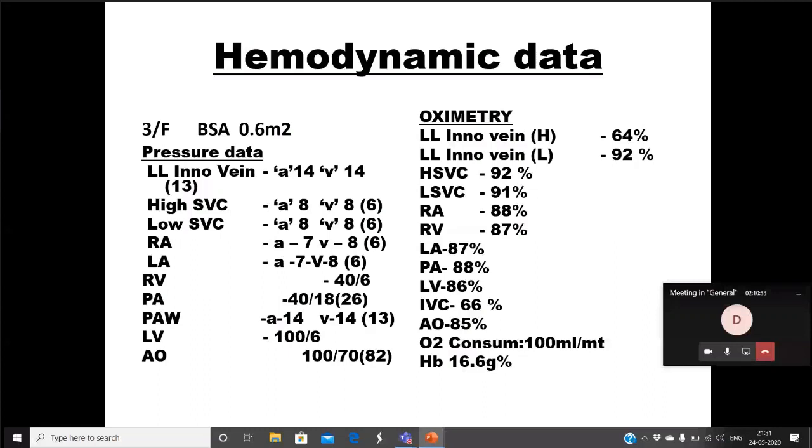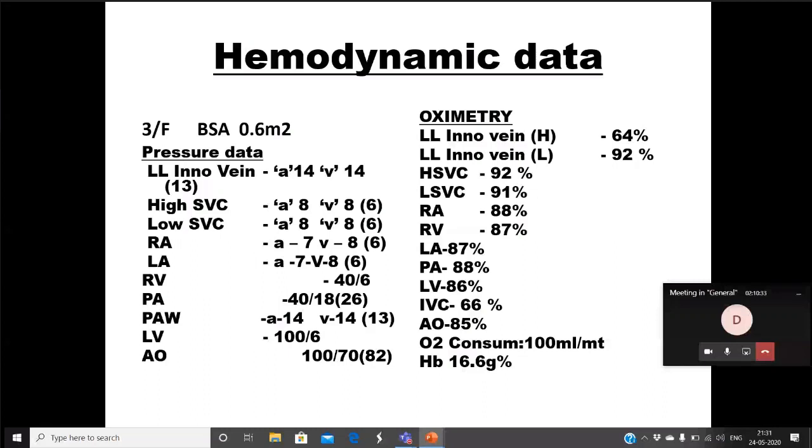Sir, a 14-year-old female presented with RA pressure: the A wave is 10 and the V wave is 6, and RV is 100. The A wave is taller than the V wave. In absolute value it is elevated; the upper limit of normal is 10. Then RA A wave is equal to RV diastolic pressure, so no gradient across the tricuspid valve.